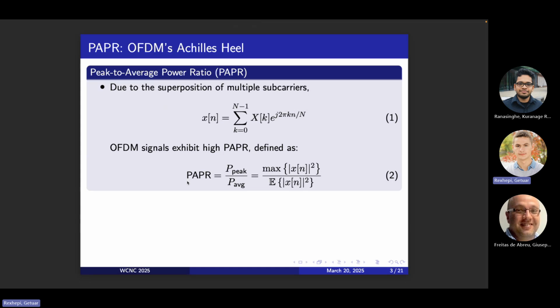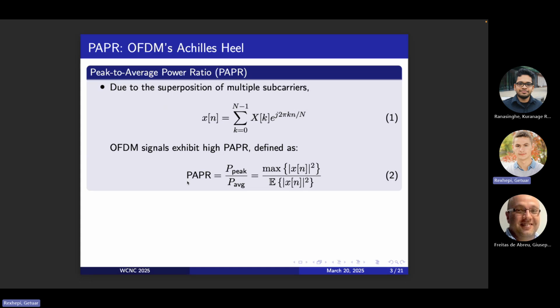So we started by saying that OFDM is such a great invention and has many advantages, but it also has disadvantages. One of the biggest drawbacks of OFDM is the so-called peak to average power ratio, or PAPR. Because OFDM is based on the Fourier transform, and you have many subcarriers that are added during this linear transformation, as seen in equation 1. Now, due to this superposition of multiple subcarriers, the OFDM signal can exhibit high PAPR, which is defined as in equation 2 as the ratio of the peak power to the average power.